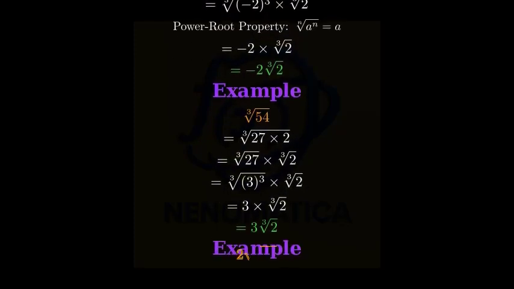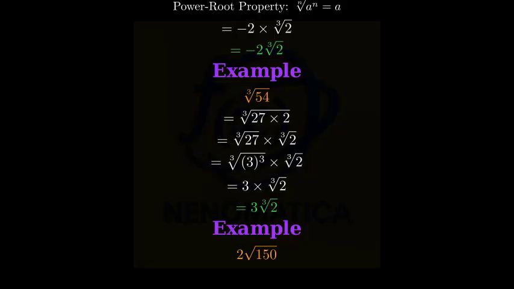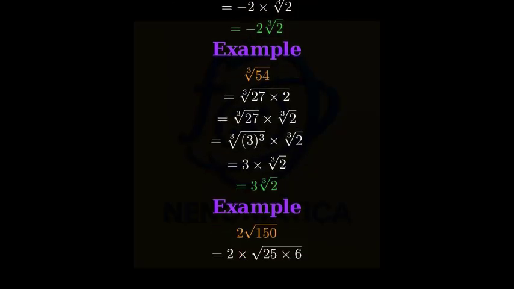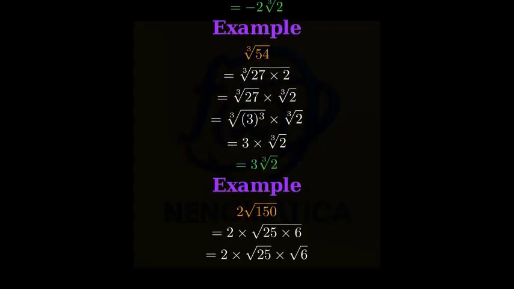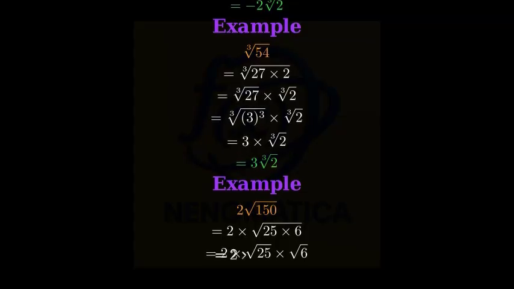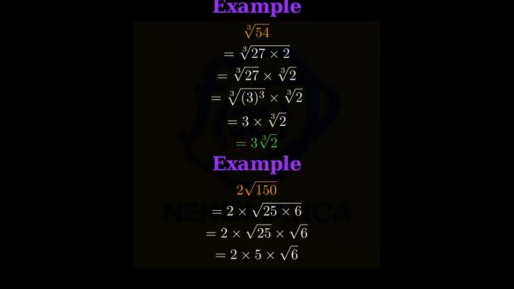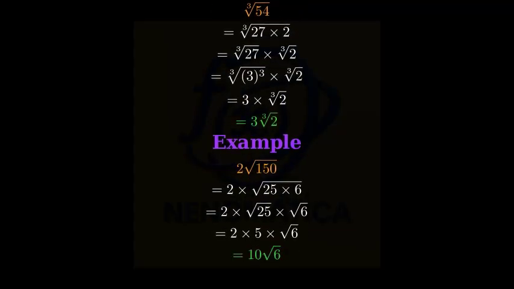Let's tackle our third example, calculating 2 times the square root of 150. First, let's break down 150 as 25 times 6. Using the product rule of radicals, we can separate this as 2 times the square root of 25 times the square root of 6. The square root of 25 is 5, so our expression simplifies to 2 times 5 times the square root of 6. Multiplying 2 and 5, we get 10 times the square root of 6.